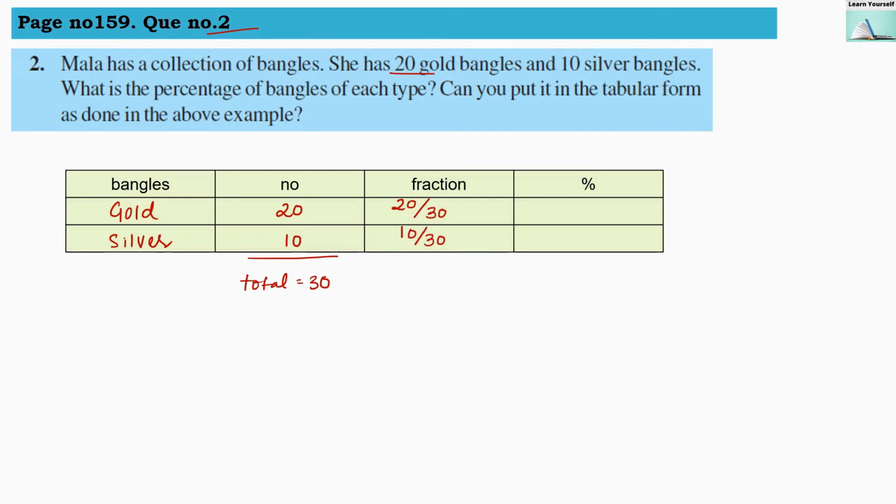Now when we convert into percentage, we multiply with 100. So we write it like this: if 30 bangles are 100% quantity, then for 20 bangles, what will be the percentage quantity? So 20 into 100 divided by 30. The 10 we can cut off, and here 200 divided by 3.